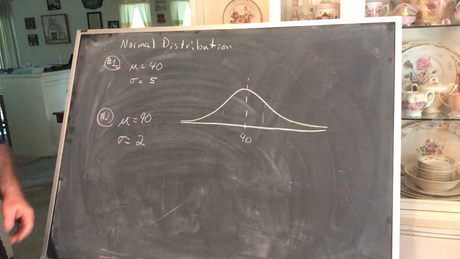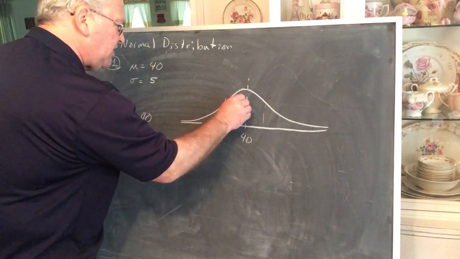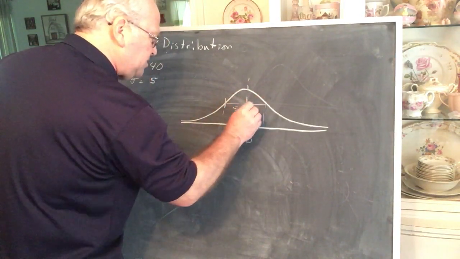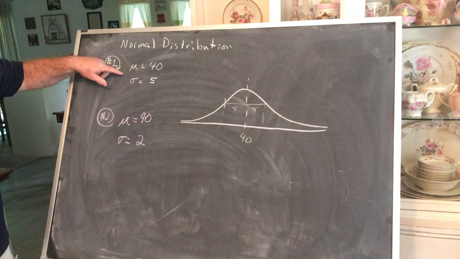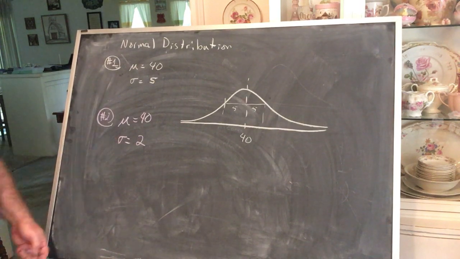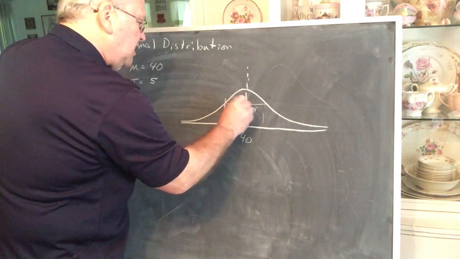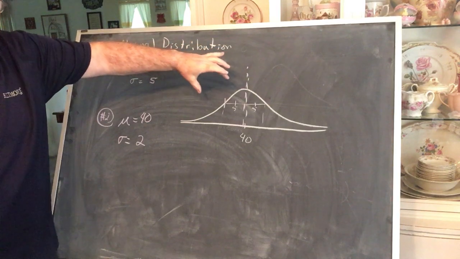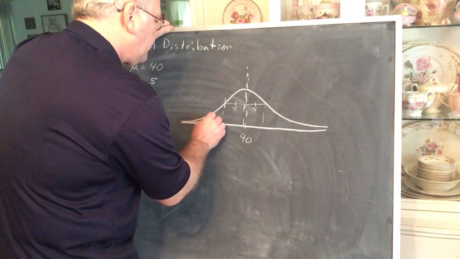And so in population number 1, the distance between the center and this change of concavity is 5 units. But that's for population 1. The distance for population 2 is only 2 units. And so it's still centered at 40, but now it has to change concavity much more closely together. Now what I'm going to draw now is a wrong picture. This is not the correct picture.